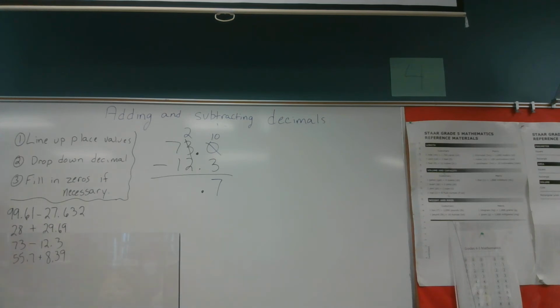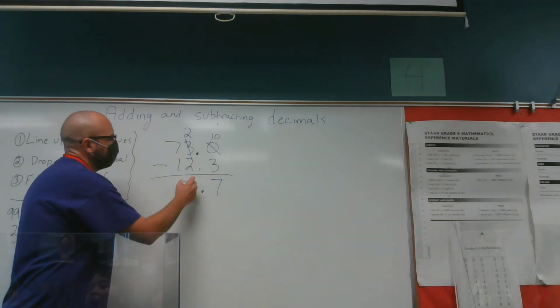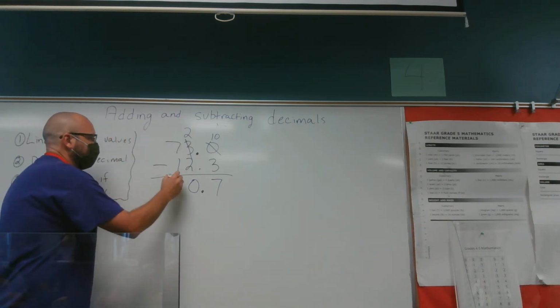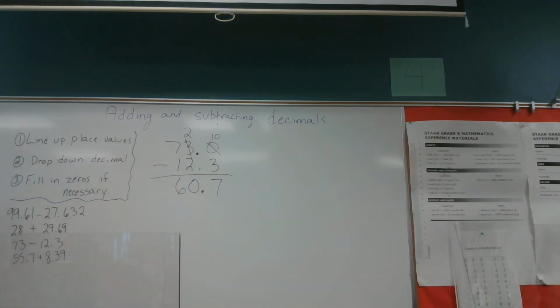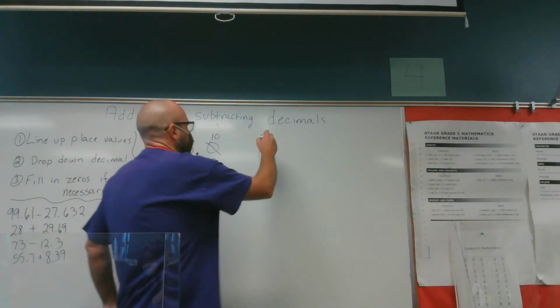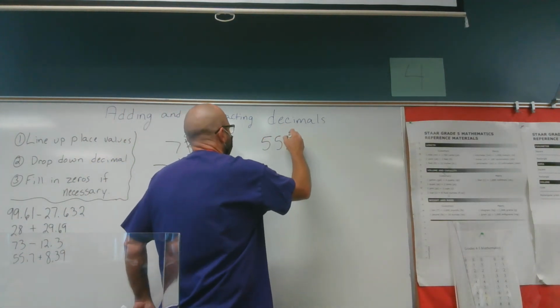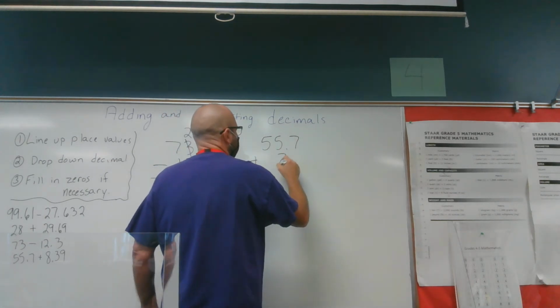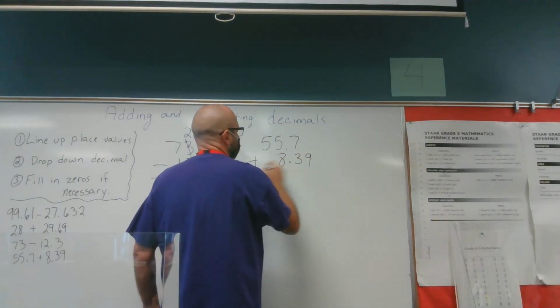Then I have 2, subtract 2 ones is 0. 7/10 subtract 1/10 is 6/10. So 60 and 7/10. Last but not least, I have 55 and 7/10 plus 8 and 39/100.